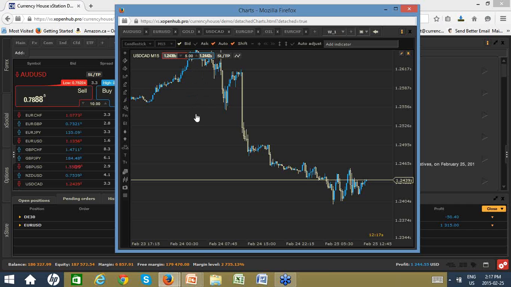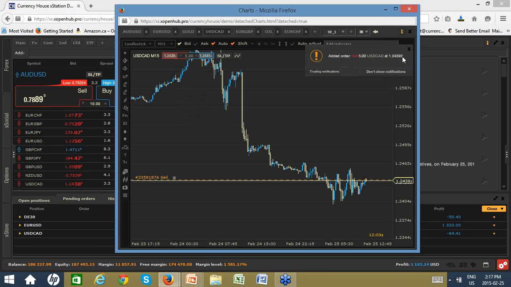Again, we use a leverage-based system, so you only need a small amount of money in the system in order to start trading it. But let's make a 5-lot contract here, and we'll short USD CAD just to show you guys what could have been done. It's very, very simple. Just like that, the trade is created in the system.